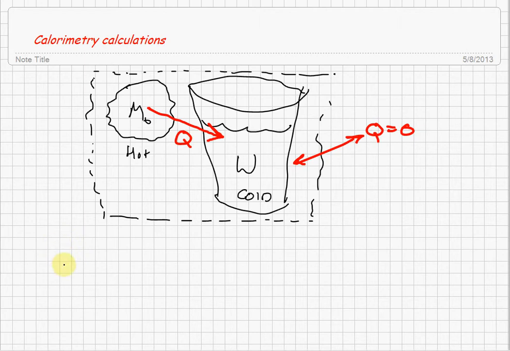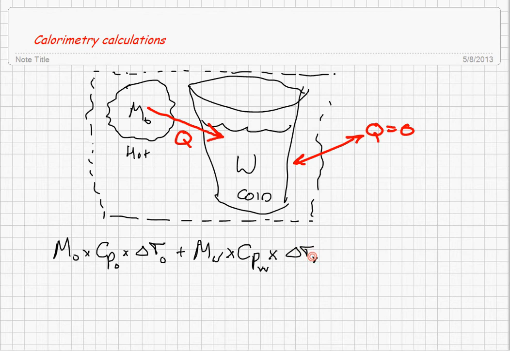So if I look at this in the sense of the thermodynamic calculation, if I have the mass of my object times the specific heat capacity of my object times the temperature change of my object plus the mass of my water times the specific heat capacity of my water times the delta T of my water, the whole thing should equal zero. In other words, there's no net heat transfer out of the thermodynamic system. So where does that leave us? Well, how do we get to that point, in fact?